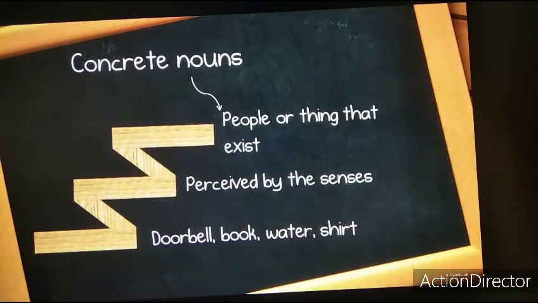Concrete nouns. They are used to refer to people or things that exist. Concrete nouns are perceived by the senses. They can be smelled, touched, seen, and heard. For example, the doorbell. We can hear the doorbell, we can touch the doorbell, and we can see the doorbell. A book, water, and shirt. All things that can be perceived by the senses.